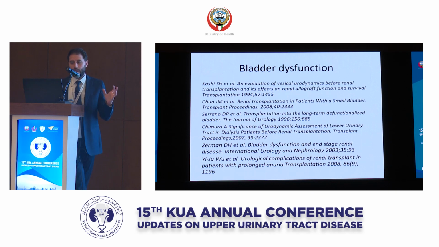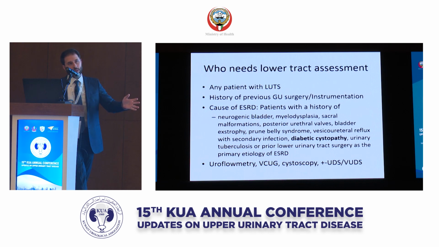So to simplify it, basically, who needs a lower tract assessment? Anybody with LUTS needs a lower tract assessment prior to transplant. You don't necessarily have to go the whole nine yards and do urodynamics and all that. I think most of the specialists in the field would say a uroflowmetry if they're making urine, and then proceed from there with a VCUG if you need to. That should be your basic workup. But in patients who are not making urine, if they don't have an underlying neurologic disorder, and if they're not diabetic, you really don't need to go through the whole workup.